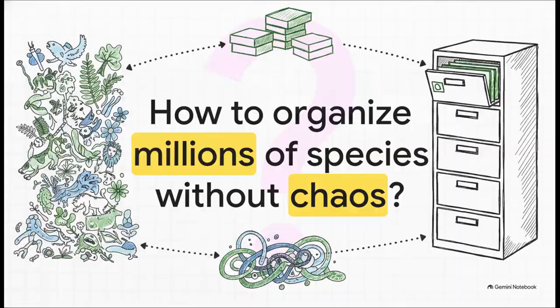Let's get into it. Imagine trying to organize a messy, cluttered room. Hard enough, right? But in this case, the room is literally the entire planet, and the items scattered around are millions of wildly different biological species. Where do you even begin? How on earth do you create a functioning filing system for life itself without it devolving into total chaos?